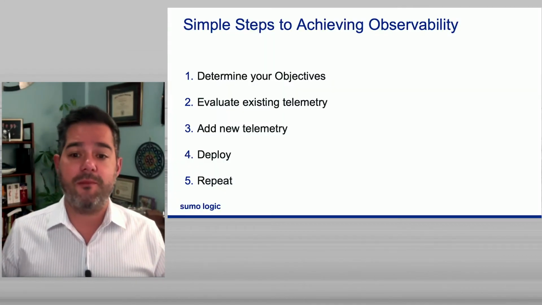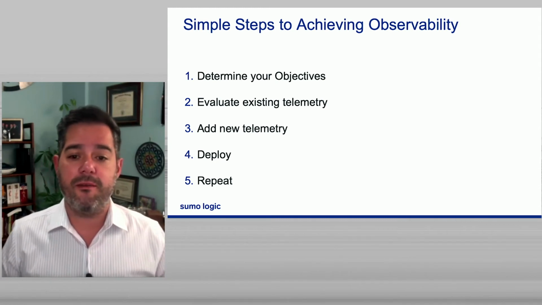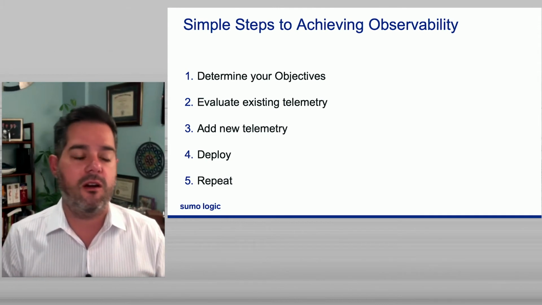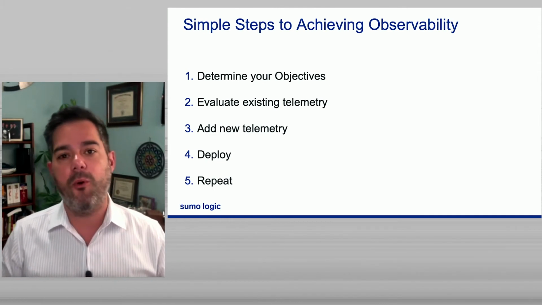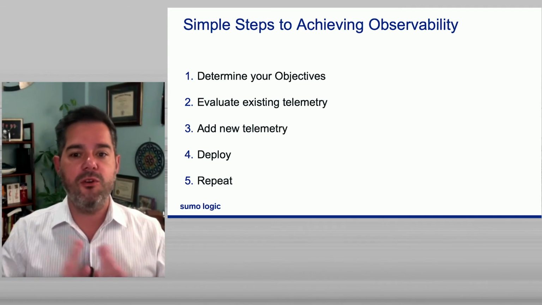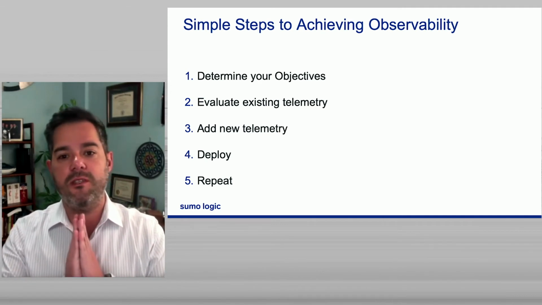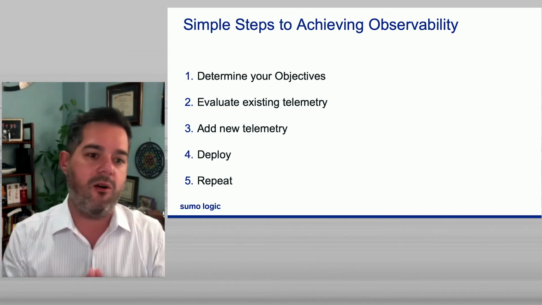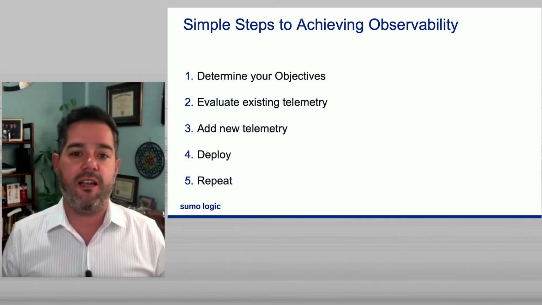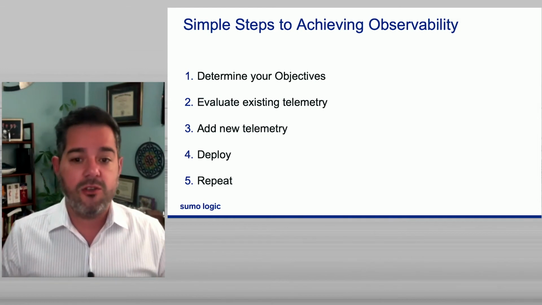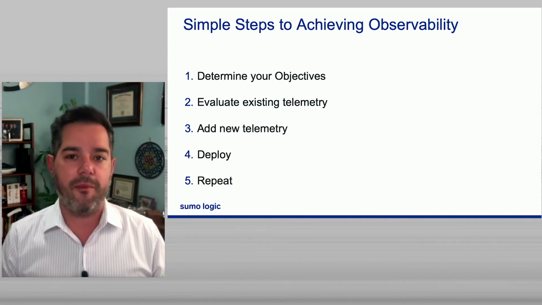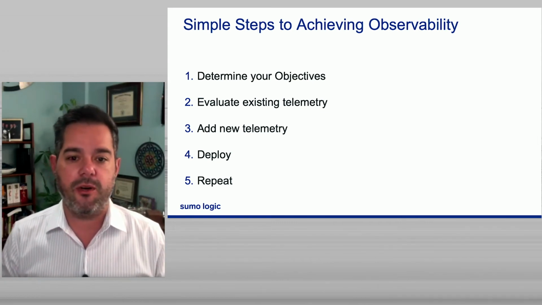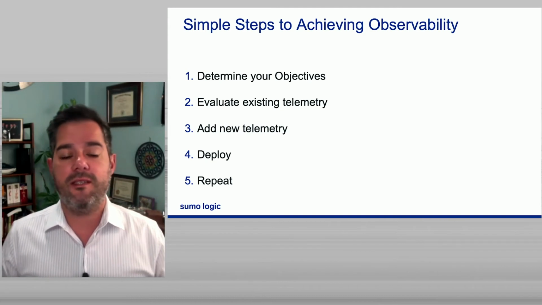So there are simple steps to achieving observability. First of all, determine your objectives. What is it that you're actually setting out to do? And that's the most important part of this journey, because if you don't know where you're heading, it doesn't matter how amazing your car is and how many horsepower it has, you're still going to get lost because there's no objective. So determining our objectives should be our first step as professionals in implementing or investing in observability in our organization.